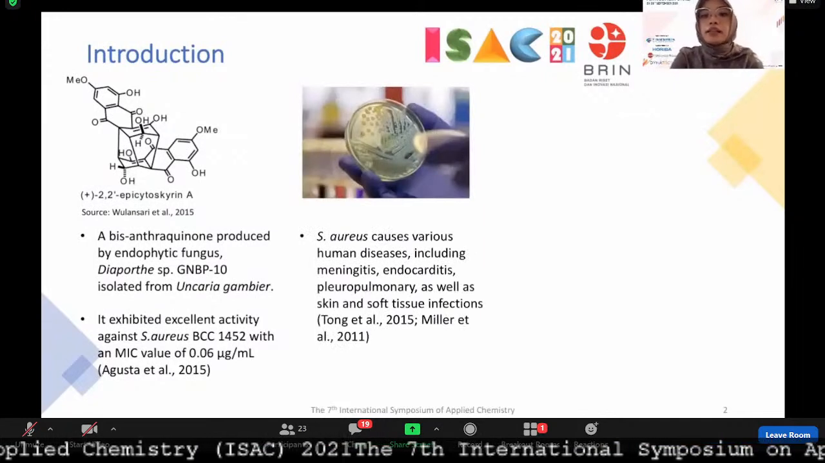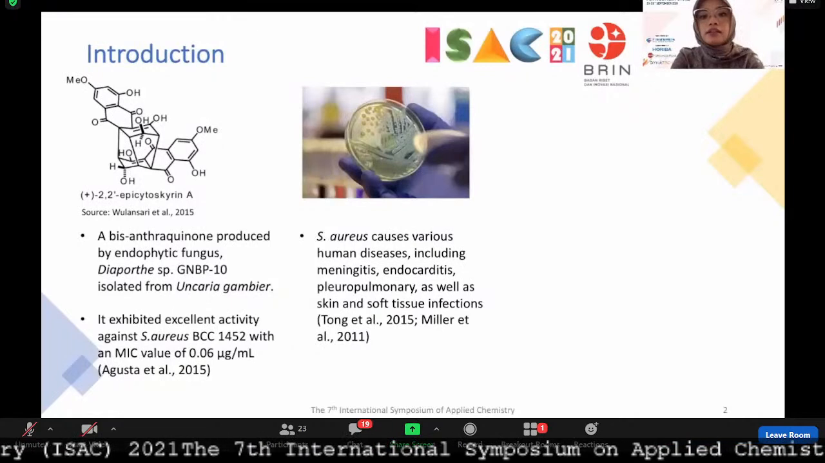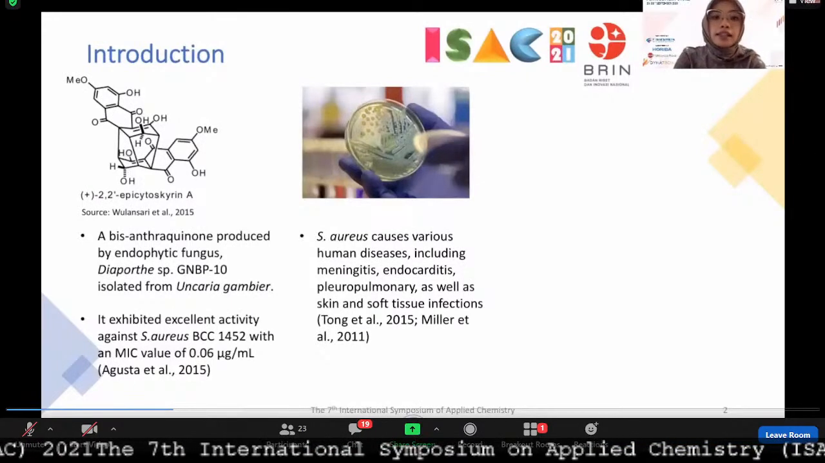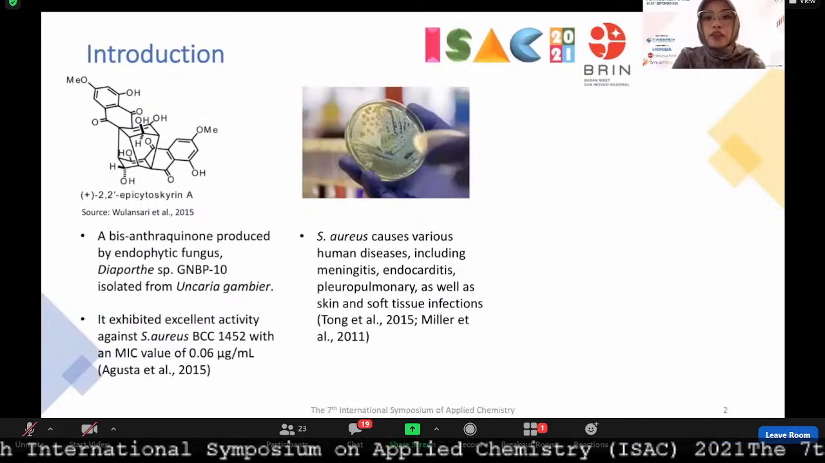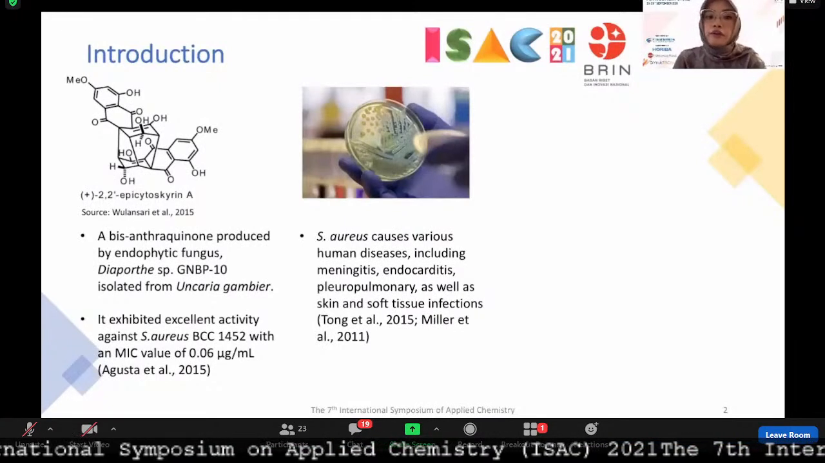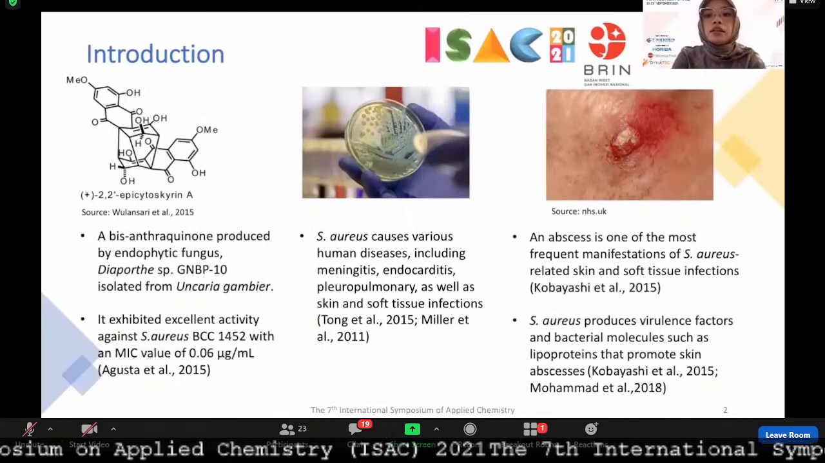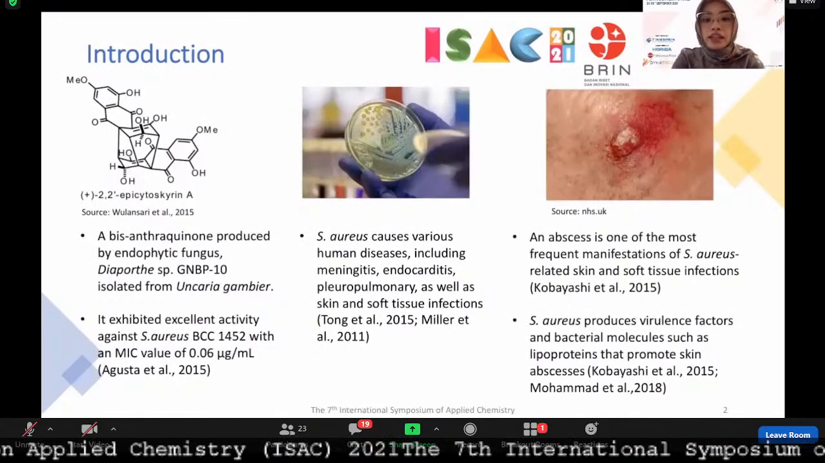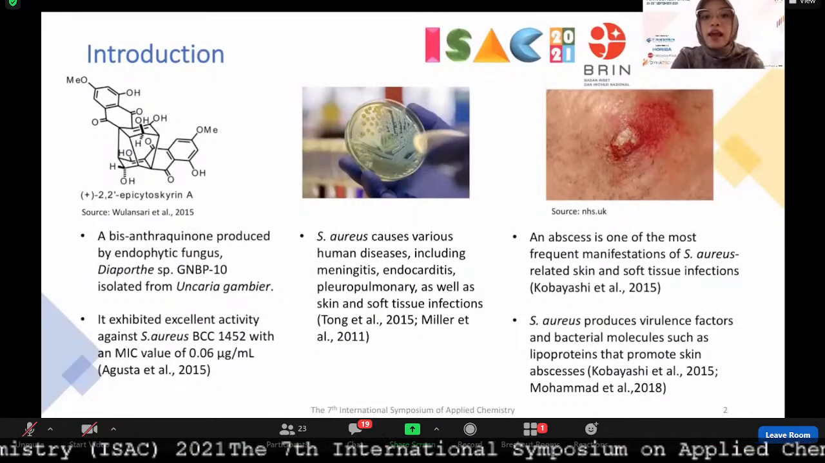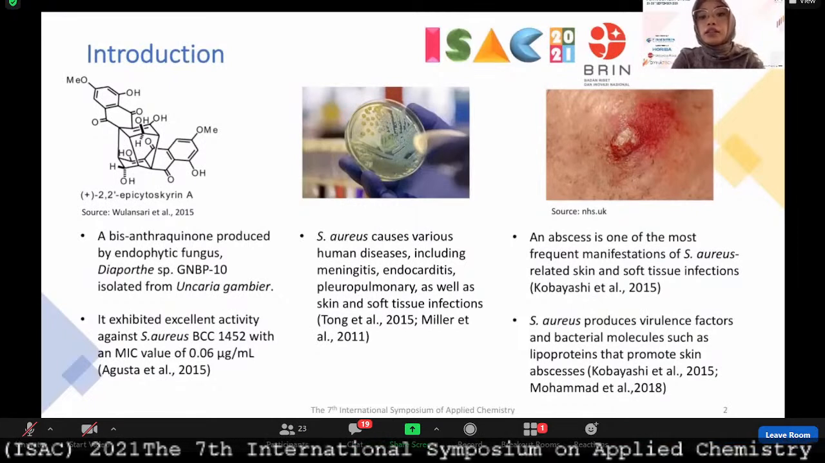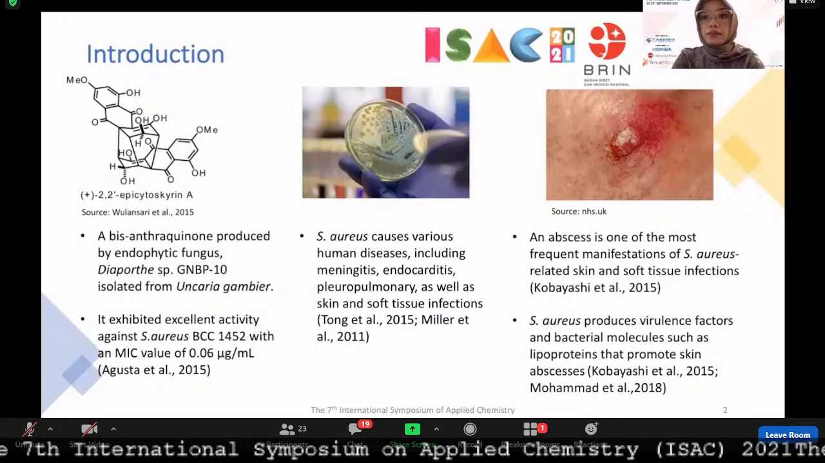And as we all know, S. aureus is a bacteria that causes various human diseases, including meningitis, endocarditis, pleuropulmonary, as well as skin and soft tissue infection. For skin and soft tissue infection, an abscess is one of the most frequent manifestations. This is because S. aureus produces virulent factors and bacterial molecules such as lipoproteins that promote the formation of skin abscesses.